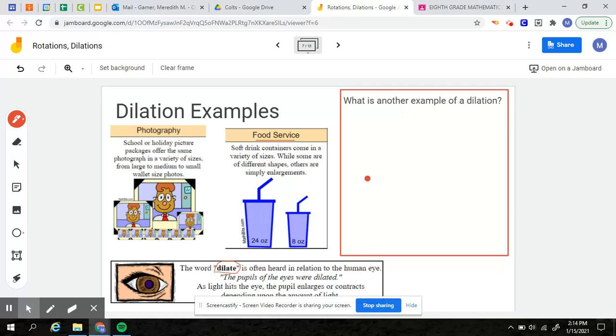So what I want you to do is think of another example of a dilation. So think of something where it's the exact same thing, it just comes in different sizes. So it can be something smaller or it can be something where it's gotten bigger.